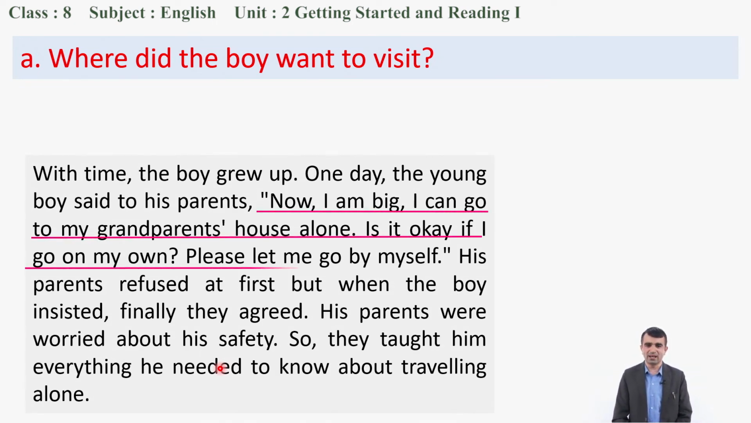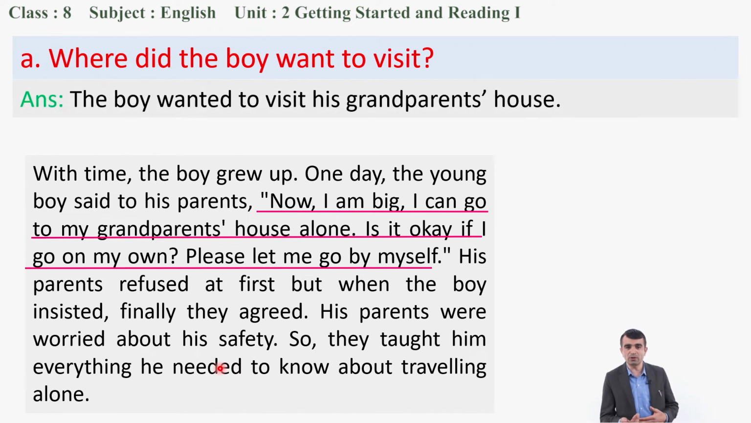Okay, now I'm big. I can go to my grandparents' house alone. Is it okay if I go on my own? Please let me go by myself. So where does he want to go? Or where did he want to go? To his grandparents' house. Okay.